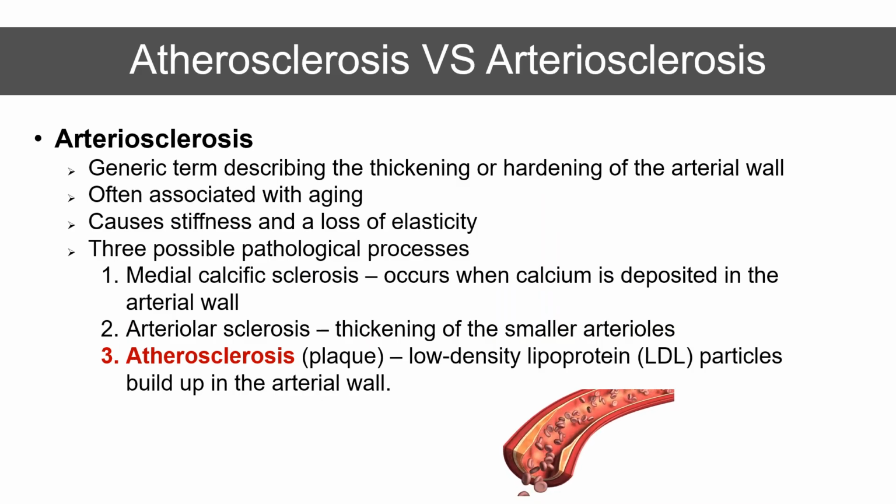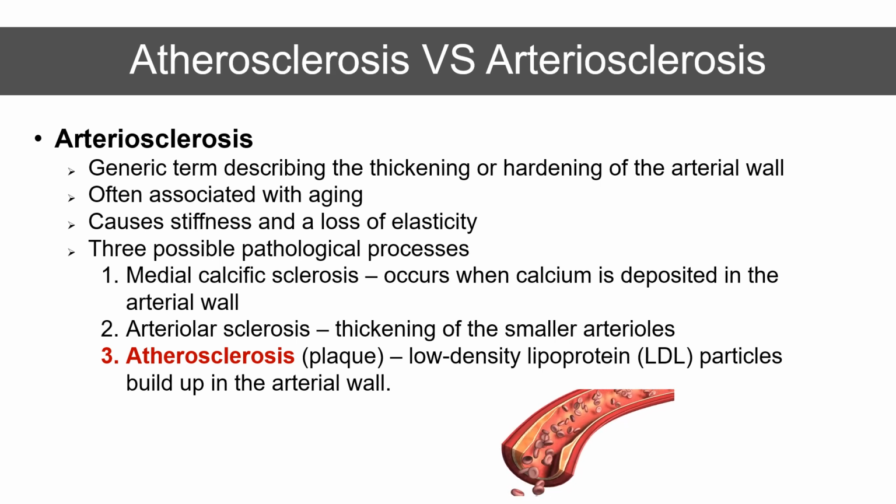So you'll hear the two terms atherosclerosis and arteriosclerosis. What is the difference? The word arteriosclerosis: arterio refers to arteries, and sclerosis means hardening or stiffening. So that is a generic term describing the thickening and hardening of an arterial wall.